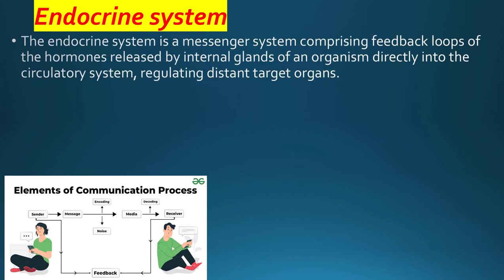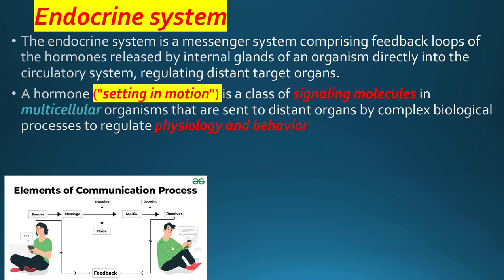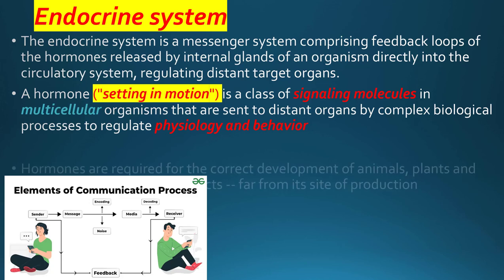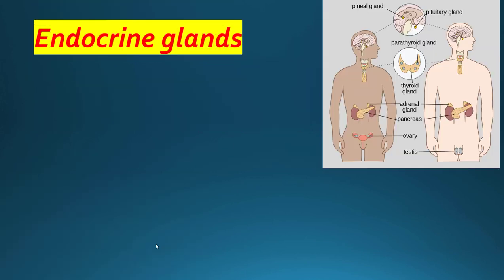The endocrine system is a messenger system comprising feedback loops of hormones released by the internal glands of an organism directly into the circulatory system, regulating distant target organs. Hormones are all the time in motion. A hormone is a class of signaling molecule in multicellular organisms that are sent to distant organs by complex biological processes to regulate physiology and behavior. Hormones are required for the correct development of animals, plants and fungi. Hormones exert their effect far from their site of production.